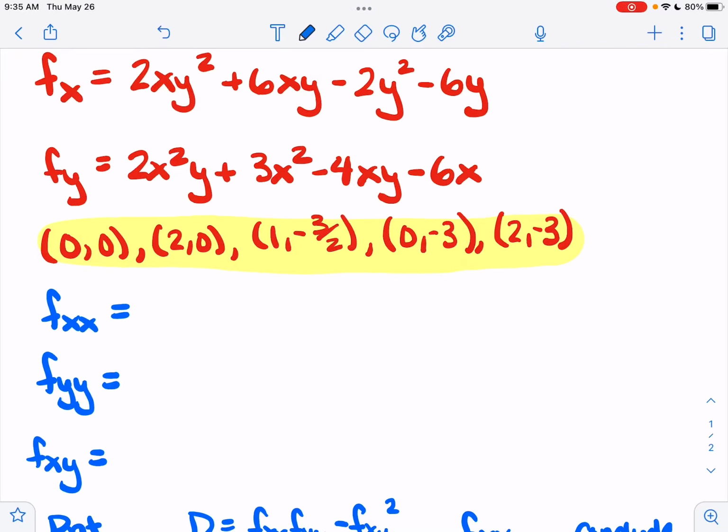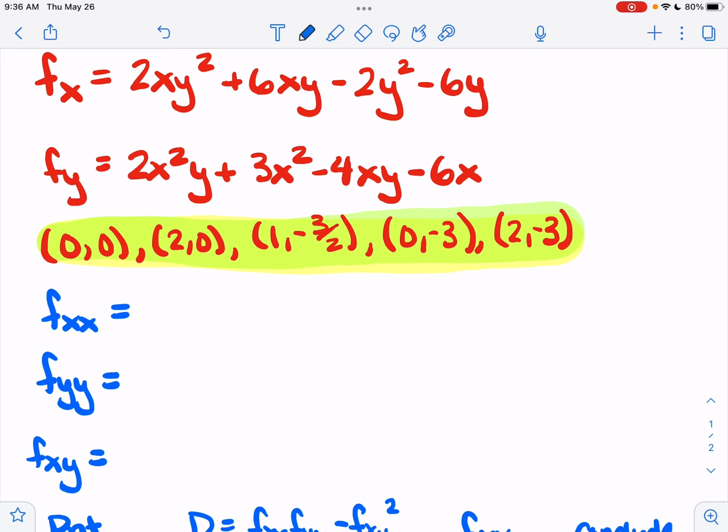Finally, we will take the previous problem and we will classify the 5 critical points. We have the 5 critical points laid out right here that we found in the previous video and the previous part of this example. We already have the first partial derivatives from our work in the previous part of this problem. To classify critical points, we're going to need the second partial derivatives. And so we'll start there.